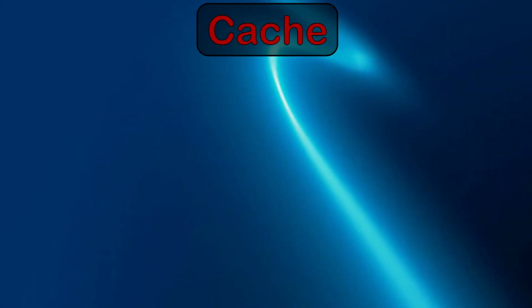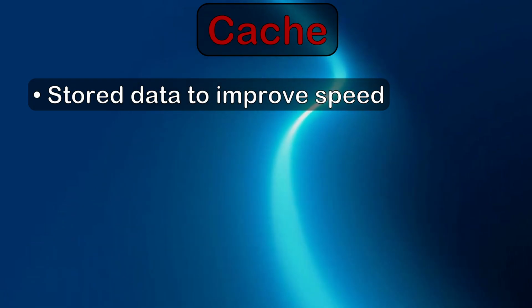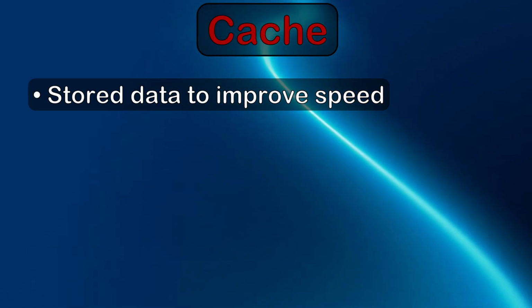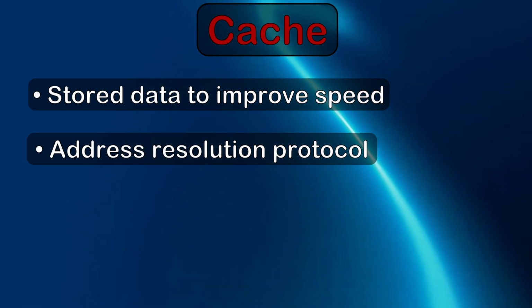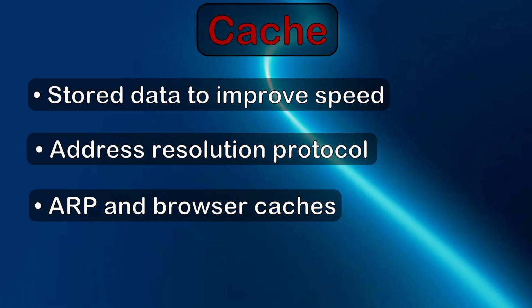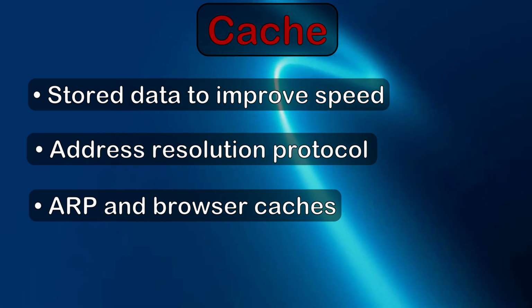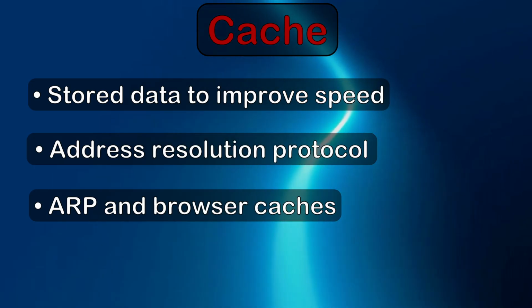A cache is stored data that is used to improve the speed of the computing process. There are different caches in a computer system. Address Resolution Protocol, or ARP, matches IP with MAC addresses. This protocol has a built-in caching component that saves CPU time and network bandwidth by referring to the cache. Internet browser history is also cached and can provide valuable evidence regarding search history.